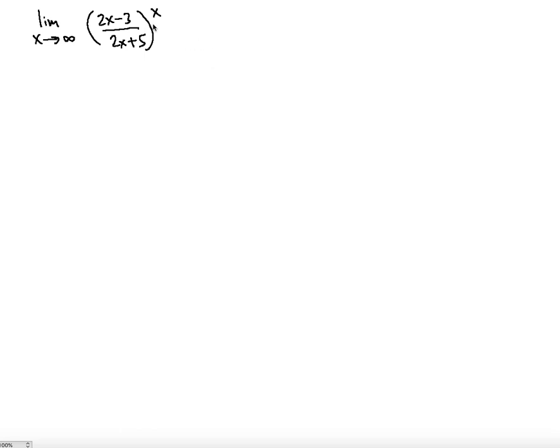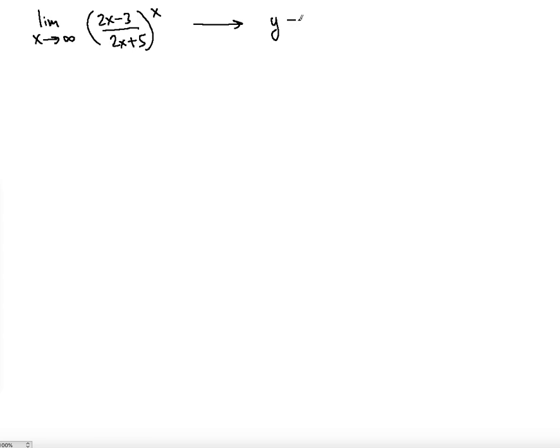We want to find the limit as x approaches infinity of (2x minus 3 over 2x plus 5) raised to the x power. The first thing, as you can see, if you try to plug in infinity here, you will get an indeterminate form: infinity over infinity, and also to the power of infinity. That's indeterminate.